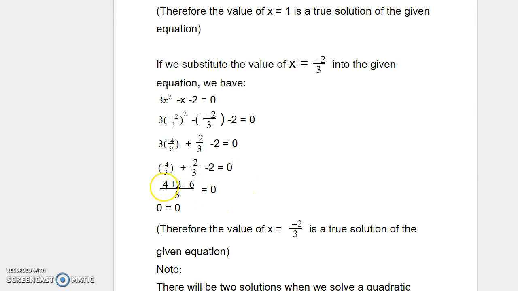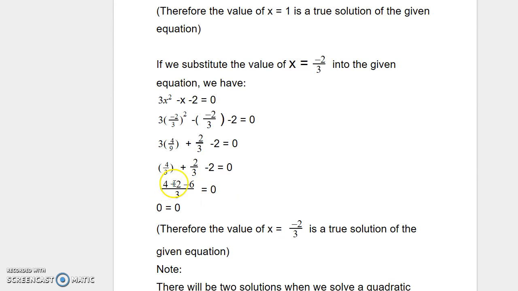Now, we can take a common denominator. We have fractions and a whole number. So we'll take a common denominator as 3. For the first fraction, the numerator part is 4. For the second fraction, the numerator part is 2. For the third number, 3 times 2 is 6. And then the whole thing divided by 3 is equal to 0.